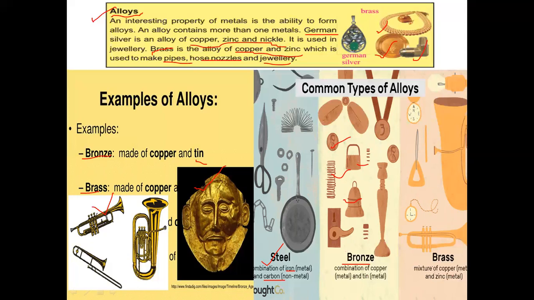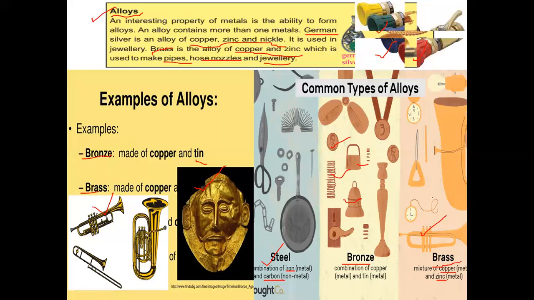And this is brass, which is also a mixture of copper and zinc, both are metals. Some musical instruments, watches, and bells are also made by brass, which is an alloy. So we have a great use of these metals, and these are hose nozzles, which are used in the mouth of the pipe, also made up of brass.